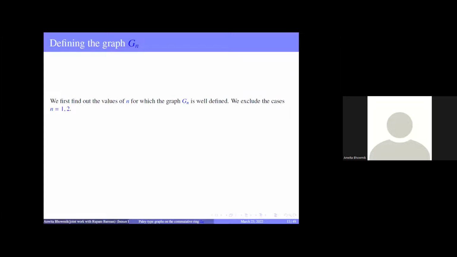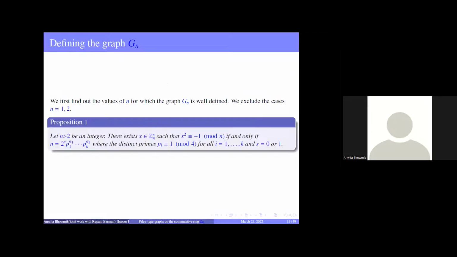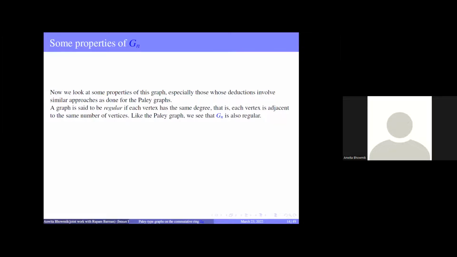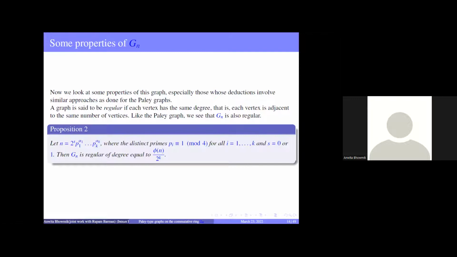So first we had found out the values of n. So that led to this proposition, as I just said. Okay, next we look at some properties of this graph. The first is that we know what a regular graph is. It is one in which every vertex has the same degree. So like the Paley graph was regular, we also see that Gn is regular.